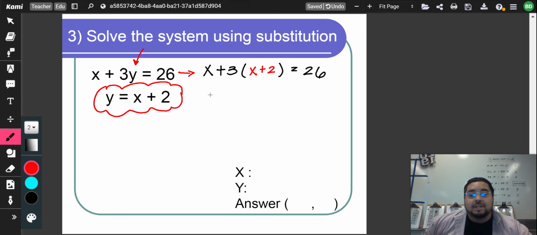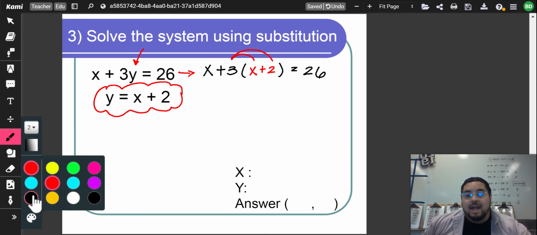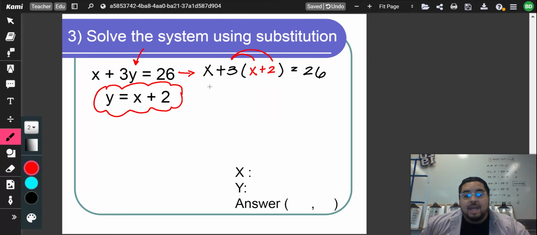Now, there should be a little light bulb going off, a little lightning bolt in your head that's saying, oh my God, that looks like distribution. It is. So I'm just going to go ahead and draw the little distribution lines in there for when we get there. And now I'm going to go through and simplify the problem. x stays exactly the same. Plus, now I'm multiplying. 3 times x is 3x. Following my distribution lines, 3 times 2 is positive 6. And that is equal to 26.